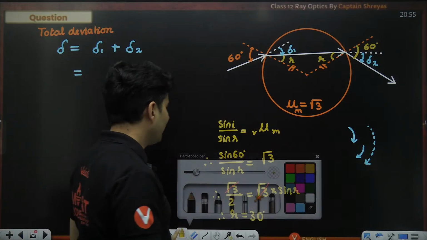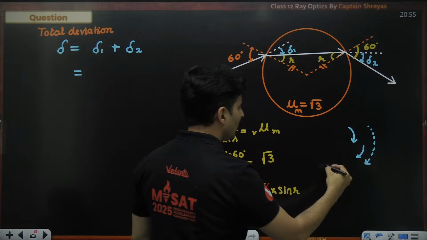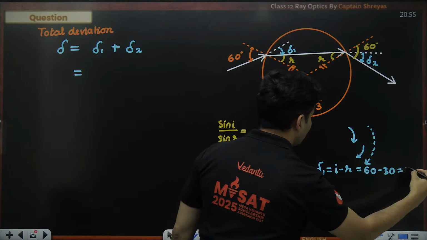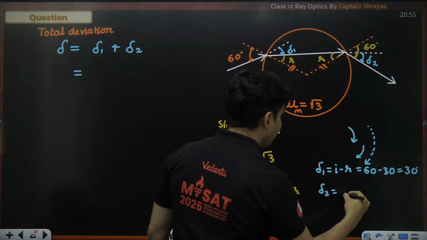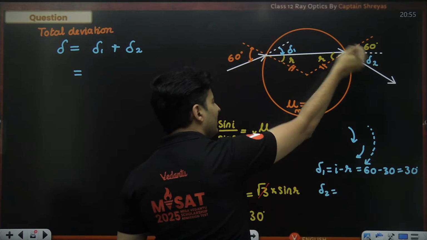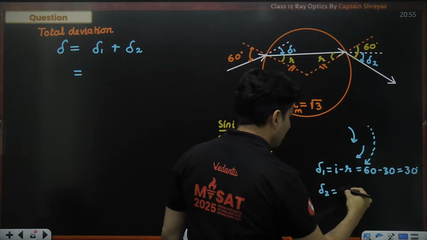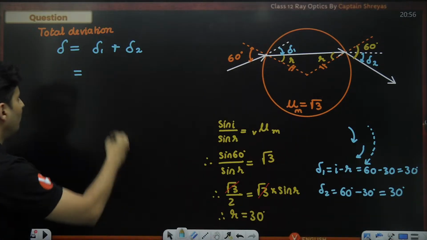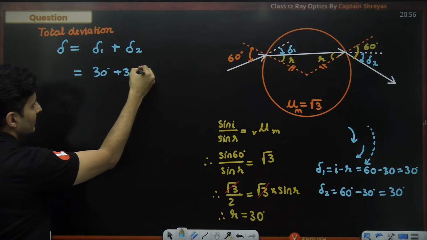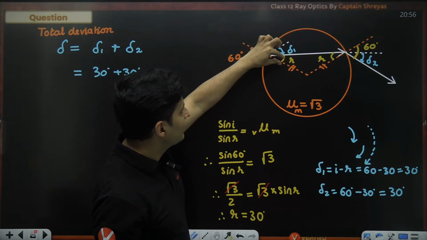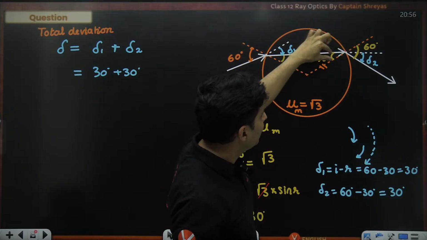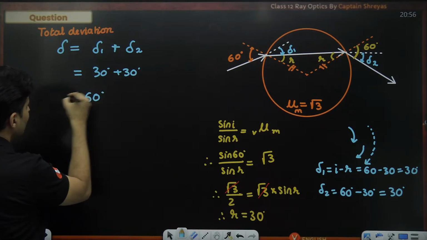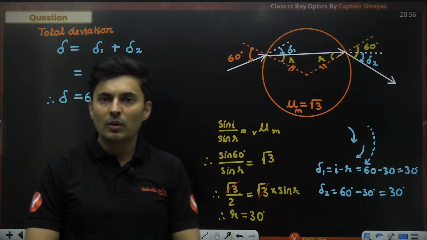Once I get R, we can find delta 1 and delta 2 easily. So clearly, delta 1 will be I minus R. So it will be 60 minus 30, which is 30. Whereas delta 2 will be R minus I, or basically that is refracted, this is incident. Again, it's the same thing. It will be 60, bigger angle minus smaller angle. So again, it will be 30 degrees. So both of them are 30 degrees. This much is 60 minus 30. Even this much is bigger angle minus that smaller angle, which is 30. So again, you are getting it as 30. So 30 plus 30 is 60 degrees. So the total deviation is 60 degrees.